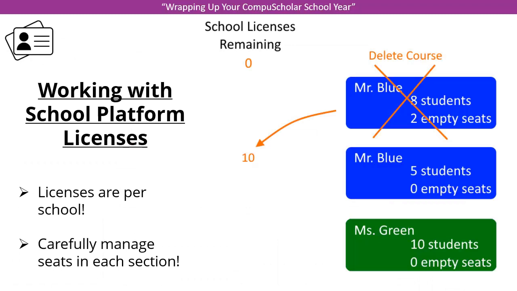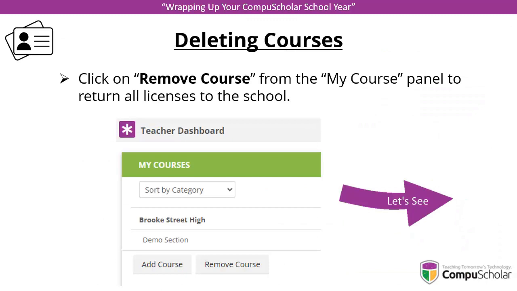Now there's one last thing I'd like to point out, and that is if you delete a course or remove a student completely from a classroom, that will automatically return those licenses back to the general pool. So continuing our prior example where we had fully used all of our student licenses across 3 sections, if we deleted this first course where we allocated 10 seats, that would return those 10 licenses to your pool, and those 10 licenses could then be used somewhere else. And you'll do this by clicking on that Remove Course button right here in your dashboard. And let's see how that works.